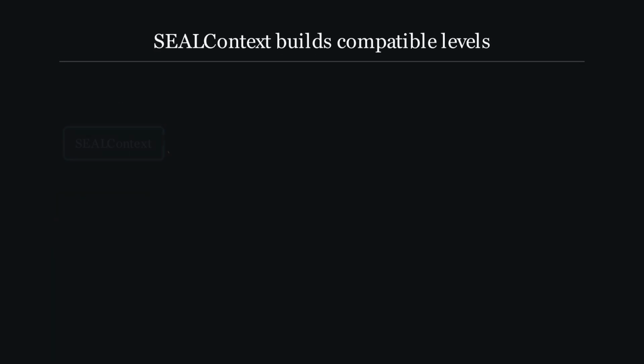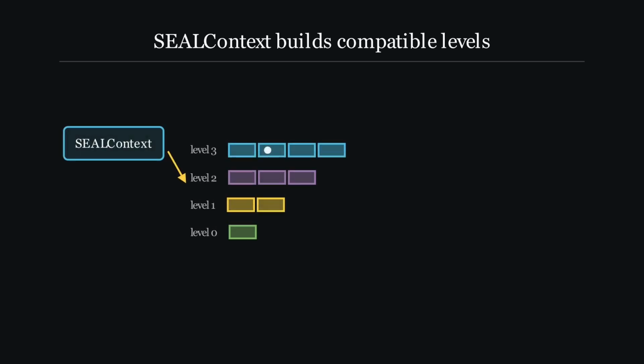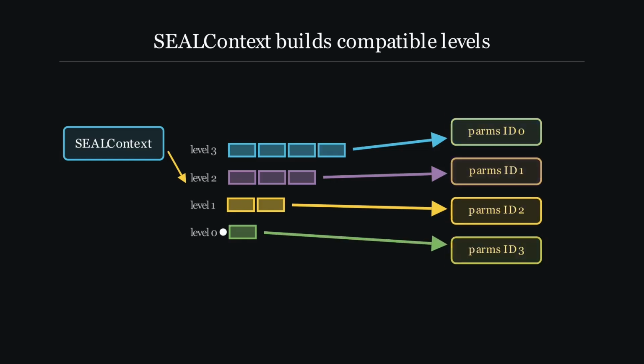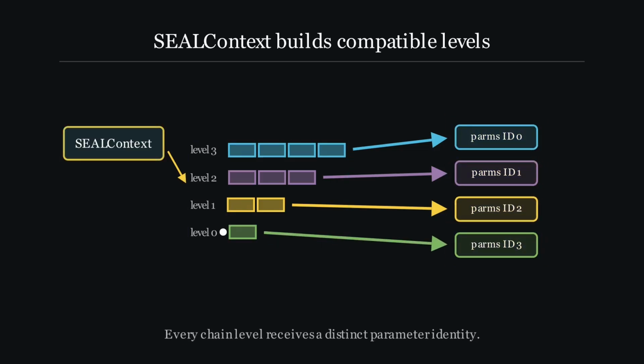A valid SEAL context builds the linked modulus chain used during evaluation. The rows descend from level 3 to level 0, and each lower row contains fewer active primes. As the white token visits a row, the matching parameter's ID appears on the right. That identity is not a human-readable level number stored for decoration.